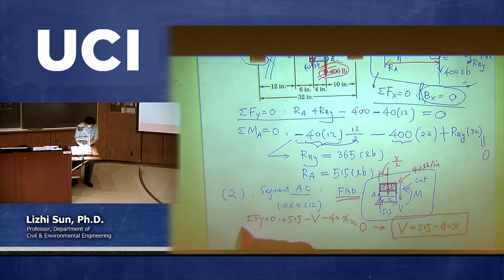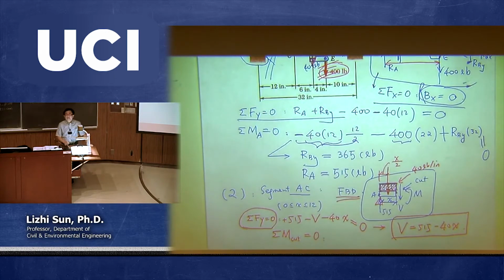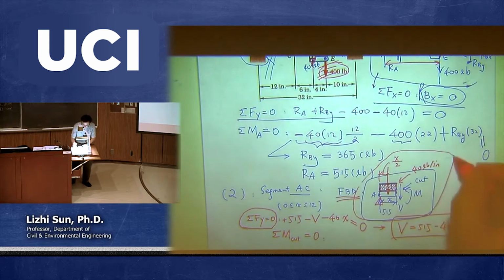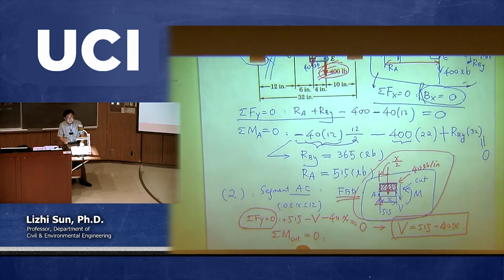Okay, so this is the first equation helping us to calculate the shear distribution. Now the second equation is to take a moment equation at a cutting point and set it equal to 0 in order for us to calculate the bending moment between A and C. Okay, same thing from this free body diagram.